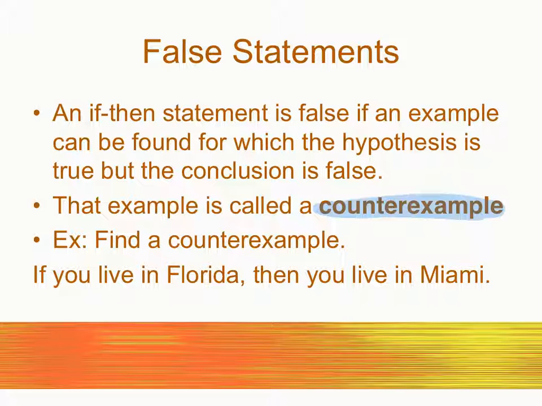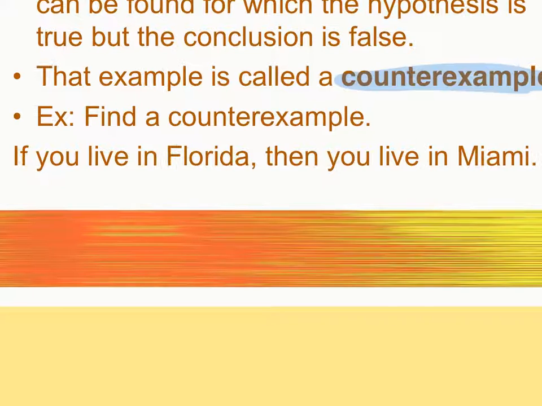Where do y'all live? Weston, Jacksonville, Pembroke Pines, Miramar, Coral Springs, Fort Lauderdale, Southwest Ranches, right? Those are all counterexamples. So you still live in Florida, but you don't live in Miami. Does that make sense? So when you write the counterexample, you don't even have to write it in if-then form.